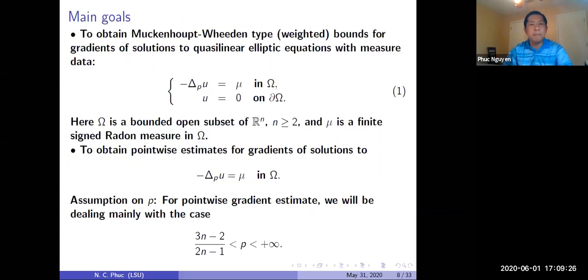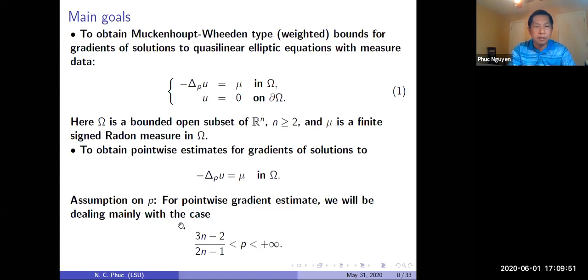The main goal of the talk today will be to obtain Muckenhoupt-Wheeden type weighted bounds for the gradient of solutions to quasi-linear elliptic equations with measure data, in the bounded domain omega. We will also discuss the pointwise bound for the same equation.